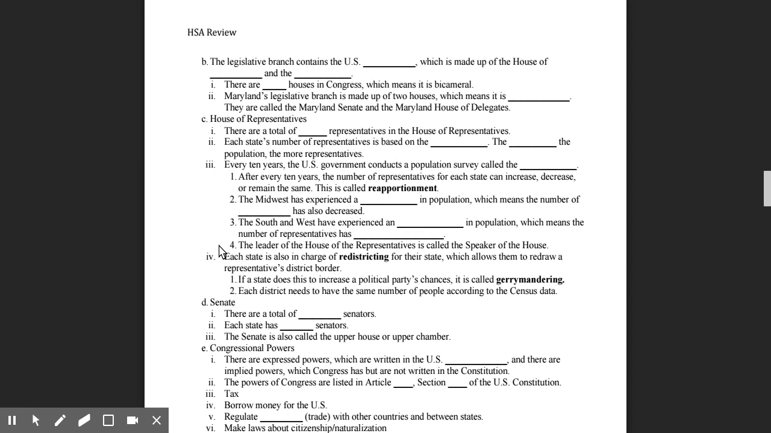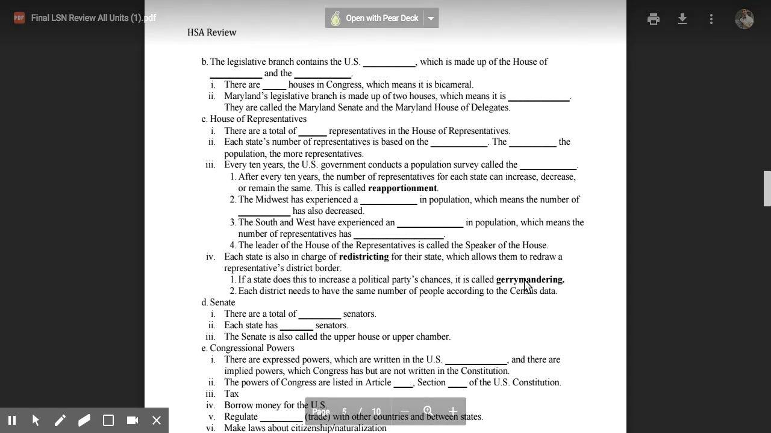The leader of the House of Representatives is called the Speaker of the House. Each state is also in charge of redistricting for their state, which allows them to redraw a representative's district border. If a state does this to increase a political party's chances, it is called gerrymandering. Each district needs to have the same number of people according to the census data.